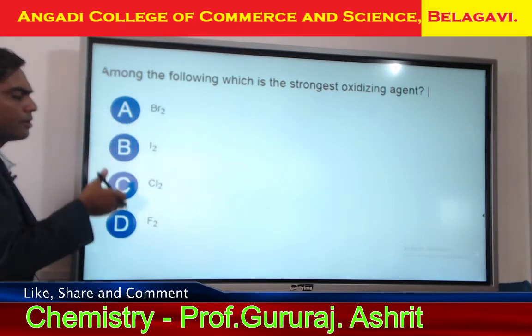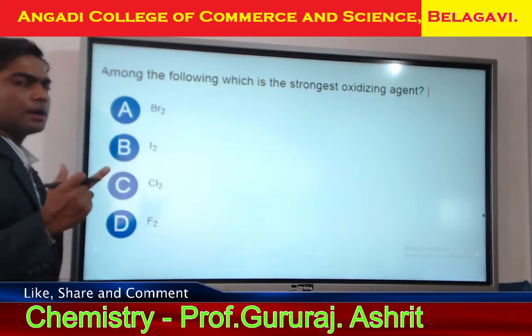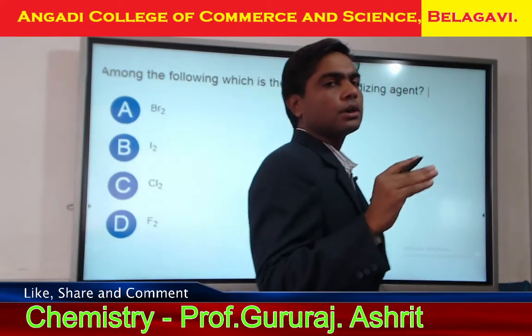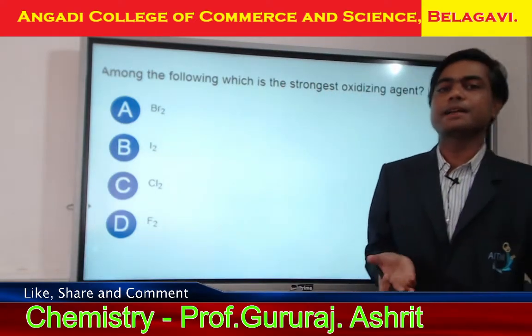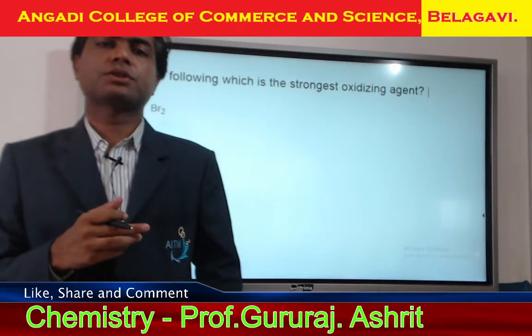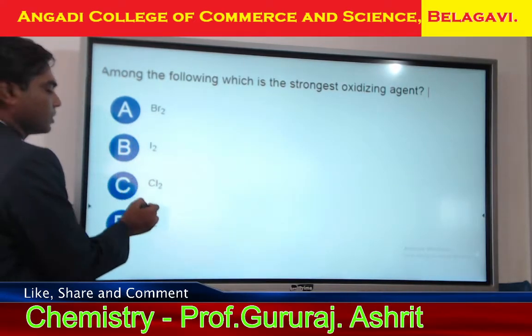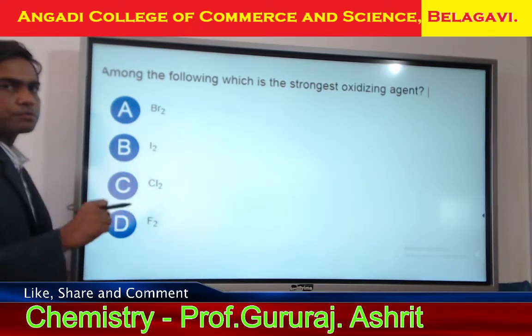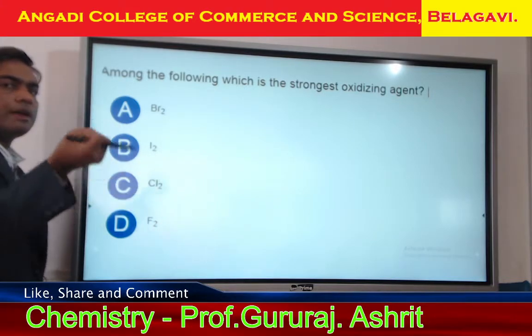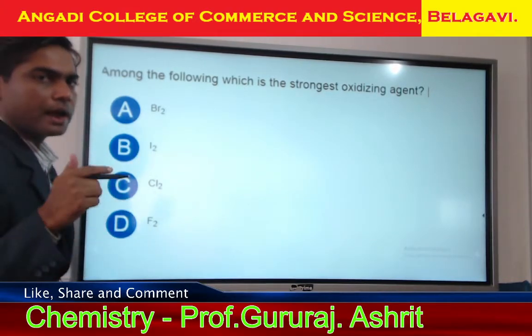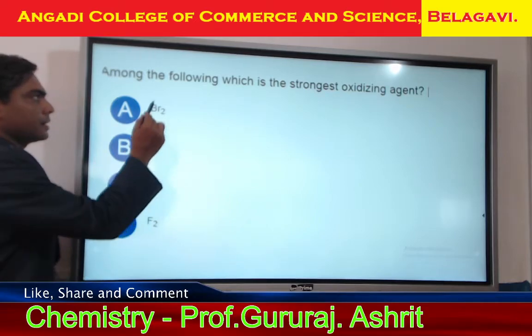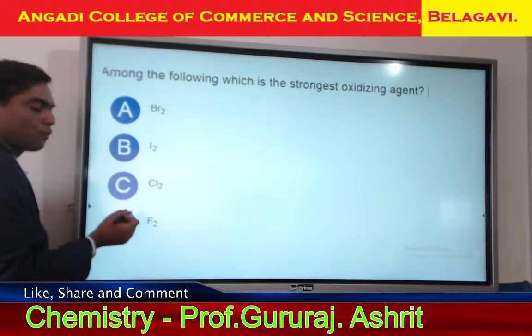We have learned the halogens, and we know that down the group the oxidizing power goes on decreasing. F2 is the best oxidizing agent. Therefore the answer is D. Because of small size, and because of gaining one electron, that is -1, hence it is the best oxidizing agent. For this question, the answer is 4.